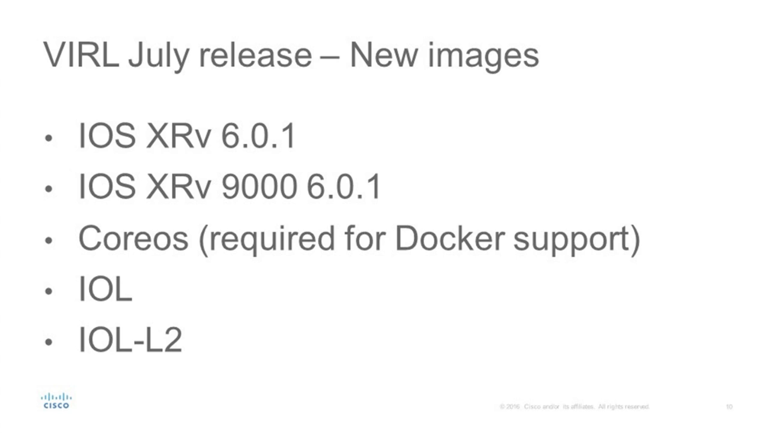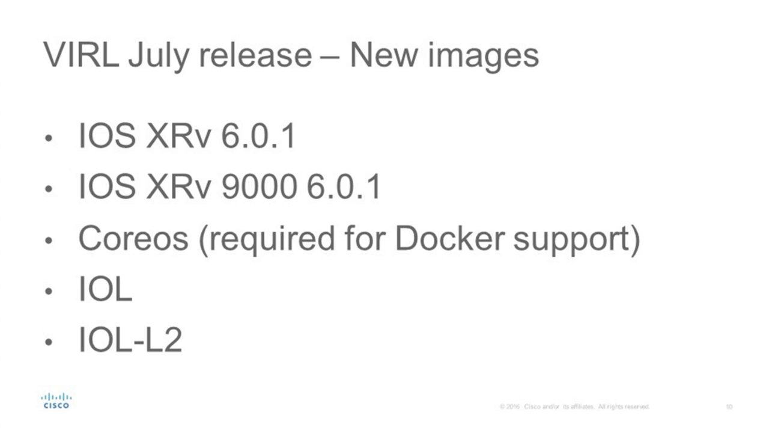There is also the new CoreOS virtual machine image. That's required if you're going to be working with the Docker feature. You will need it because of our implementation, which we covered in last month's webinar. We're doing Docker support not directly on the VIRL host, but within a CoreOS virtual machine. So if you're interested in working with the Docker function, you will need to install that image.